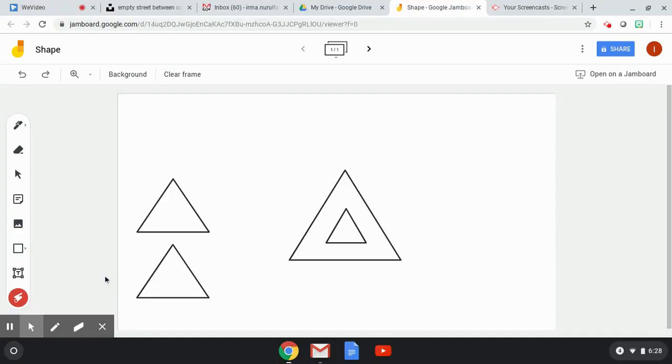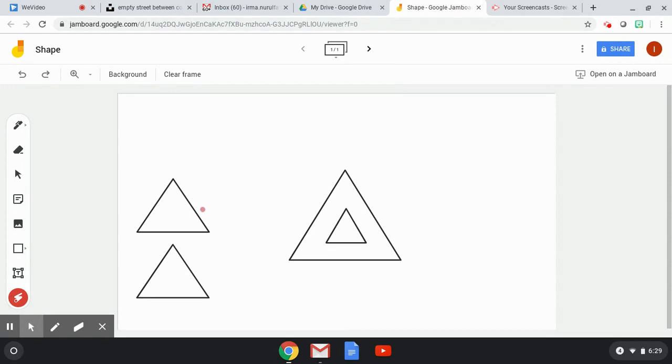What we see here is a triangle. This triangle is similar, but it's not congruent. Why is that? Because the first triangle is not actually the same size as the second triangle. They have a similar shape. Both of them are triangles, but they have different sizes.